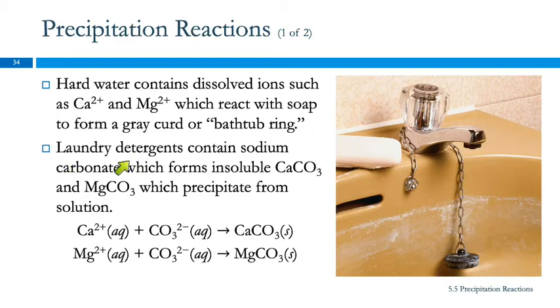So laundry detergents, which are different than soap, typically have sodium carbonate in them. The carbonate ions will precipitate calcium and magnesium ions, and as solids, these will come out of solution, and then they cannot form this scum or this curd with your soap.